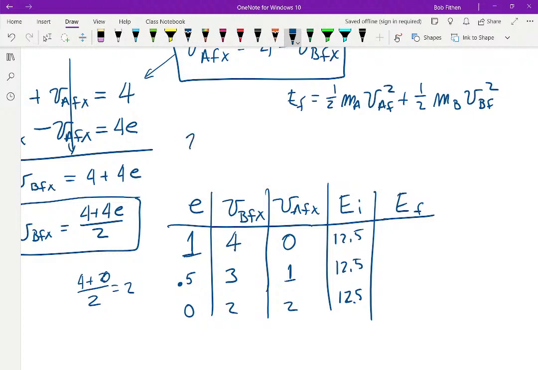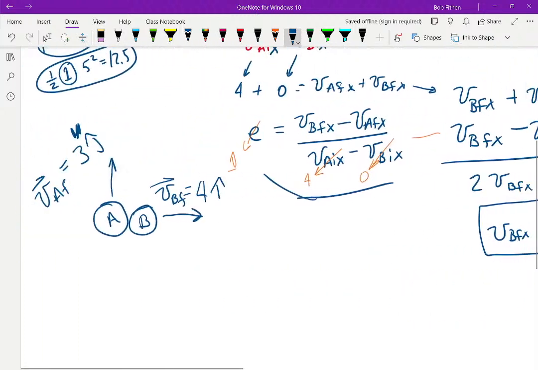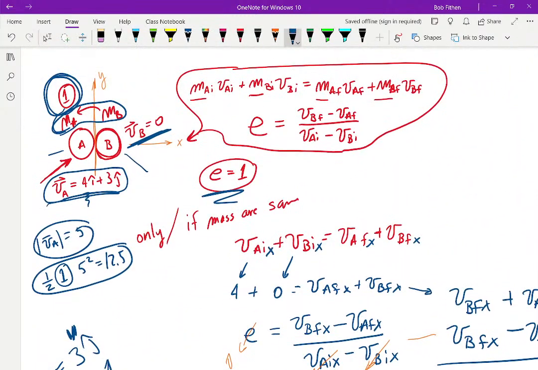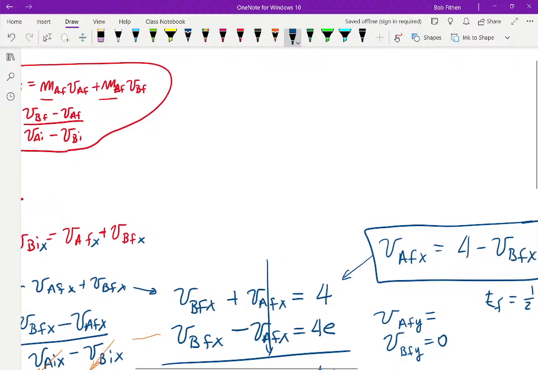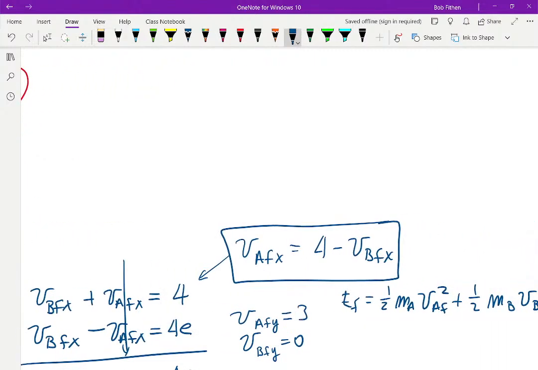Now you have to remember, okay, this is VB final X, VA final X, VB final Y equal to 0. I meant to say VA final Y is equal to the same value as VB initial A. So that's the 3. So we have to keep this in mind.